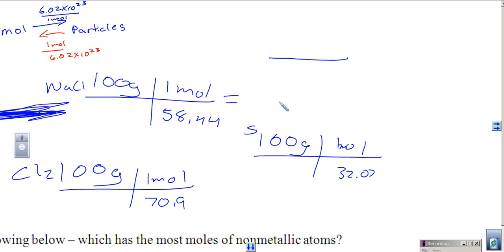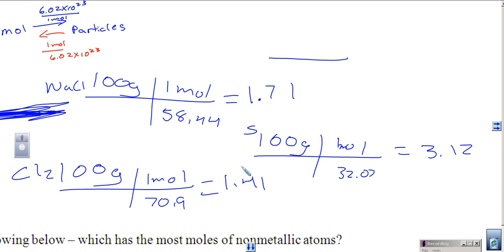What's 100 divided by 58? It should be 1.71, that's what I got. With 58.44, yeah, 1.71. What's 100 divided by 70.9? 1.41. And then 100 divided by 32.07? 3.12. Alright, so now here we go.